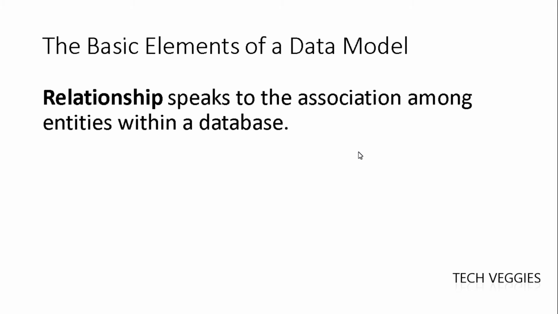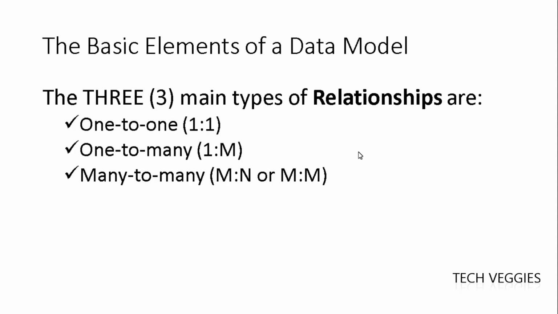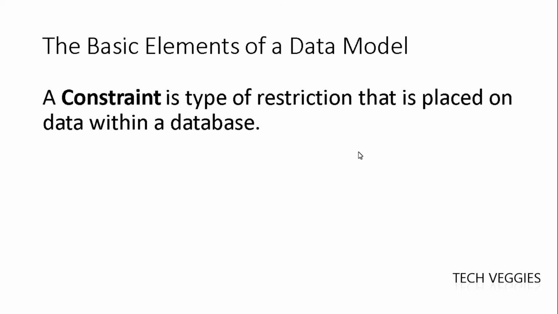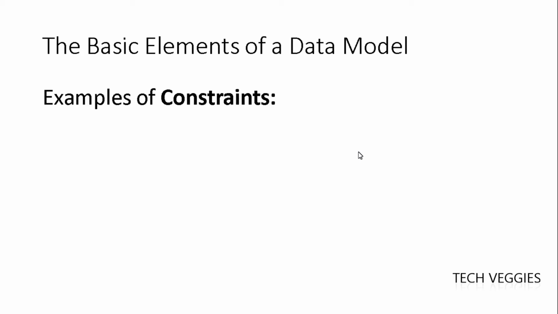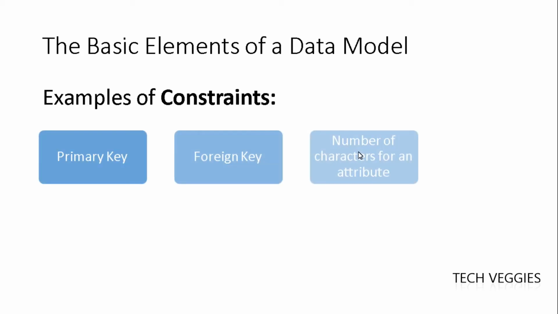A relationship speaks to the association among entities within a database. There are three main types of relationships: one-to-one, one-to-many, and many-to-many relationships. A constraint is a type of restriction that is placed on data within a database. Examples of constraints: primary key, foreign key, and number of characters for an attribute.